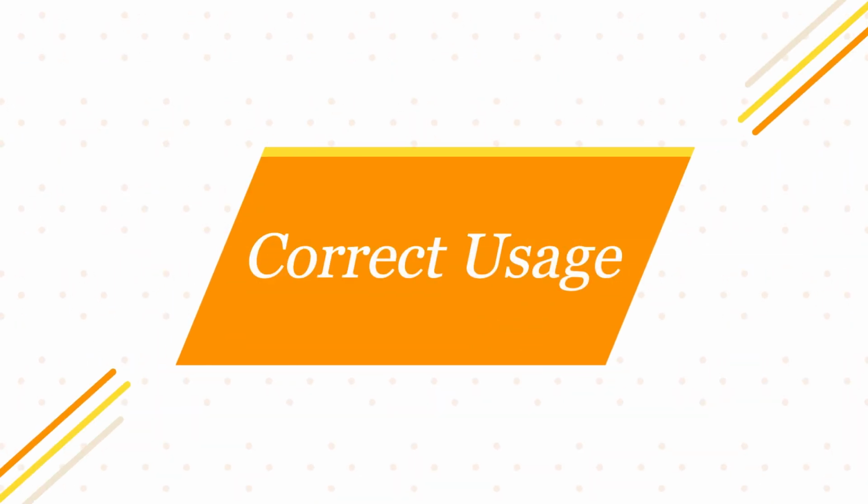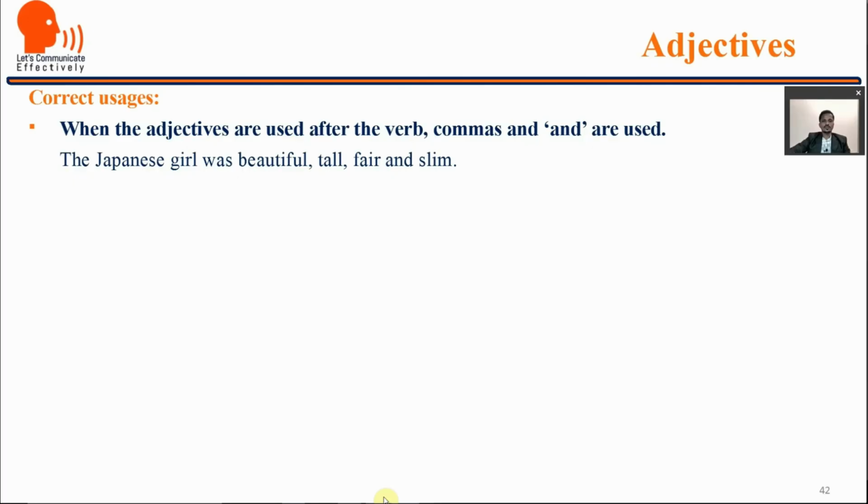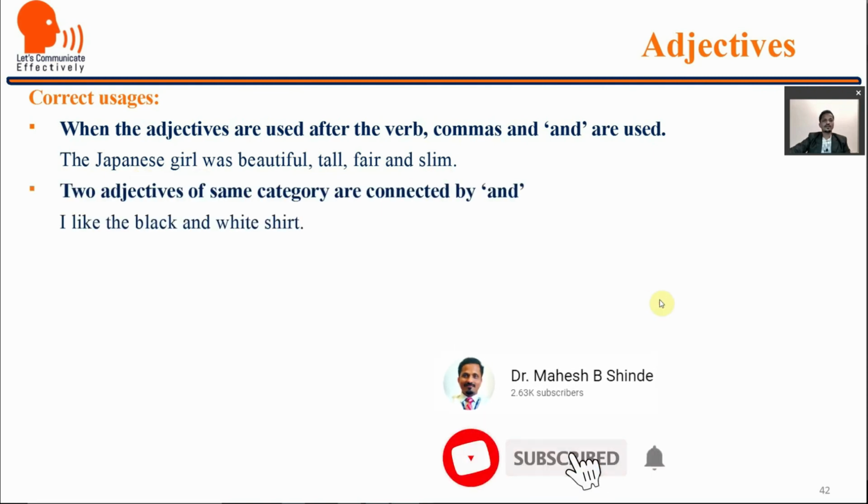Let us talk about the correct usage now. When the adjectives are used after the verb, commas and and are used. The Japanese girl was beautiful, tall, fair and slim. Now the adjectives for that girl are used after the verb. That's why the commas and and are used. Right. If I use them before the noun, definitely there will not be any comma, like beautiful tall fair slim Japanese girl. Clear?